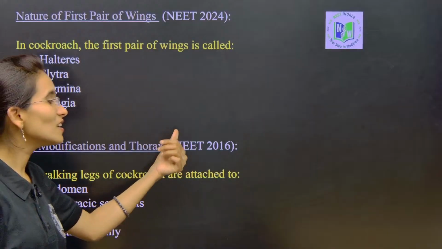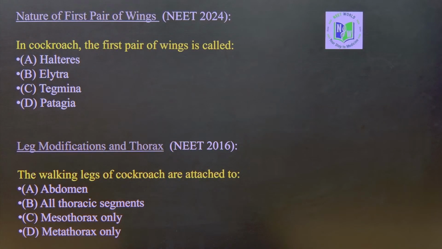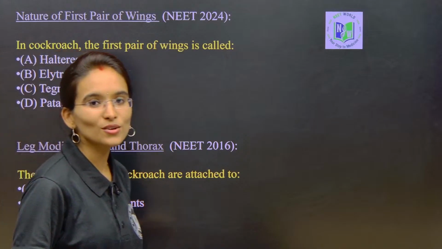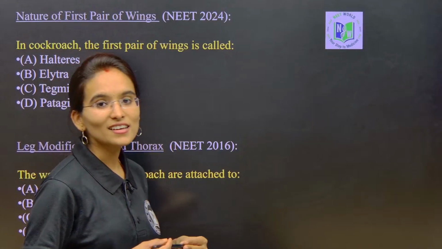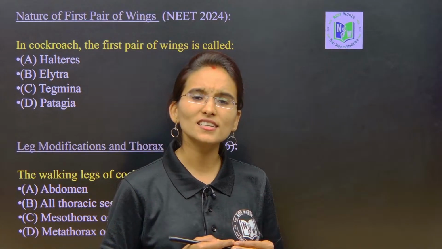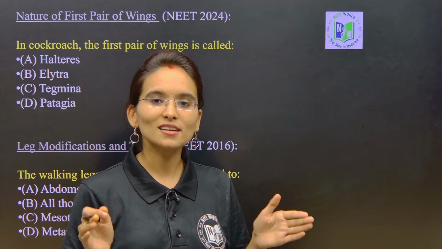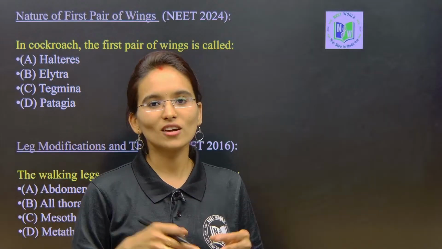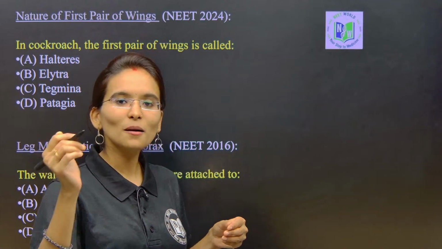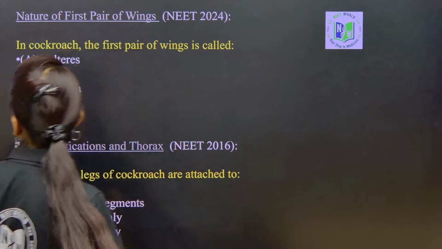And next one, in NEET 2016 we have got this particular question, leg modifications and the thorax. The walking legs of cockroach are attached to, so to which it is attached and from where is it actually going to arise? From each thoracic segment, right? Prothoracic leg, mesothoracic leg and metathoracic leg, proleg, mesoleg and metaleg. It means the legs are usually attached to the thorax.